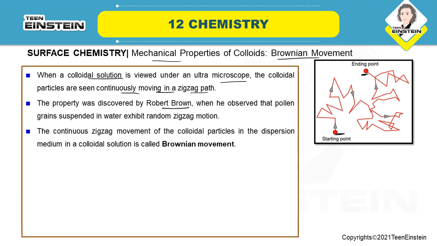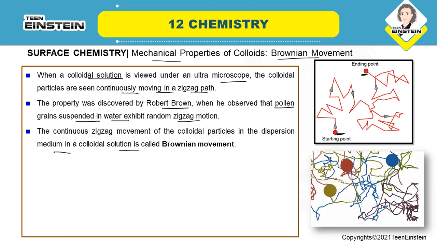It was discovered by Robert Brown, so that is why the name is Brownian motion. The first example that he observed, from which he made this conclusion, was pollen grains suspended in water. They exhibit random zigzag motion, just like this. So this continuous zigzag motion of the colloidal particles in the dispersion medium in a colloidal solution is known as Brownian movement. Here we have a small video also from which you can understand it. Here we have a total of 4 to 5 colloidal particles, and you can see how they are moving.